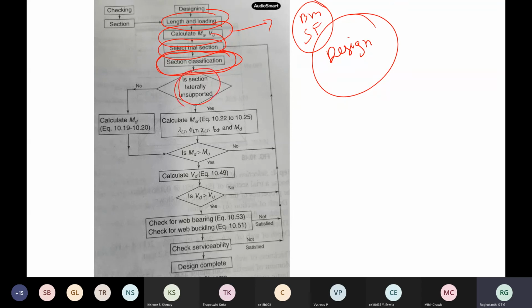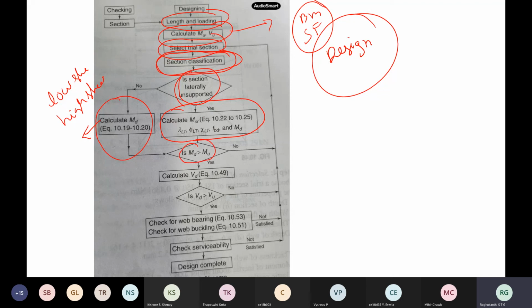After section classification, whether plastic, semi-compact or compact, the question to ask is whether the beam is laterally unsupported or you have put some restraints. If yes, then lateral torsional buckling will come, and MCR, lambda and all those things come into the picture. If no, then you calculate from the previous equation. Here also we have two cases, low shear and high shear. For the low shear case use that formula, for the high shear case use the other formula. Now you find out the MD.